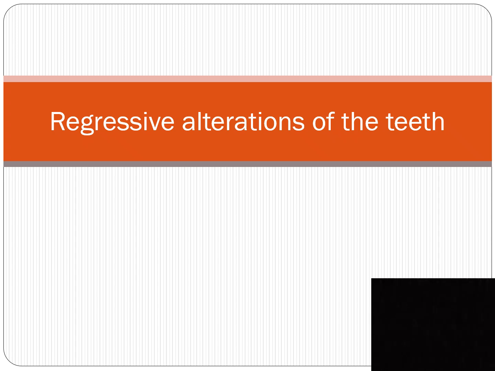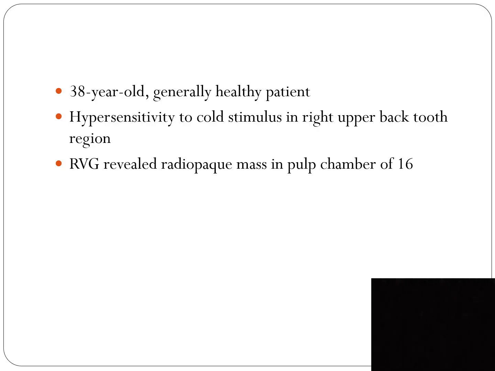Hello all. Today I'm going to discuss one very interesting regressive alteration of the teeth. When we talk about regressive alteration of the teeth, we have seen attrition, abrasion, erosion and abfraction, which are visible to the naked eye. But interestingly, this regressive alteration cannot be visualized with the naked eye, and it is not shown exteriorly. It happens in the interior structure of the teeth, and is called a pulp stone.